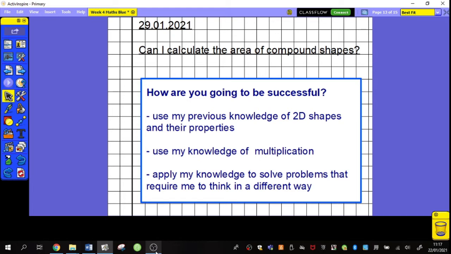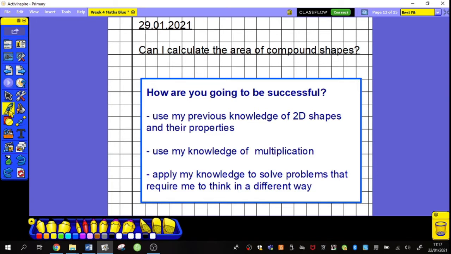Today we're going to be continuing looking at area. This time we're going to be calculating the area of compound shapes. As you looked at previously in the week, we looked at the perimeter of compound shapes. A compound shape is just two or more shapes put together.